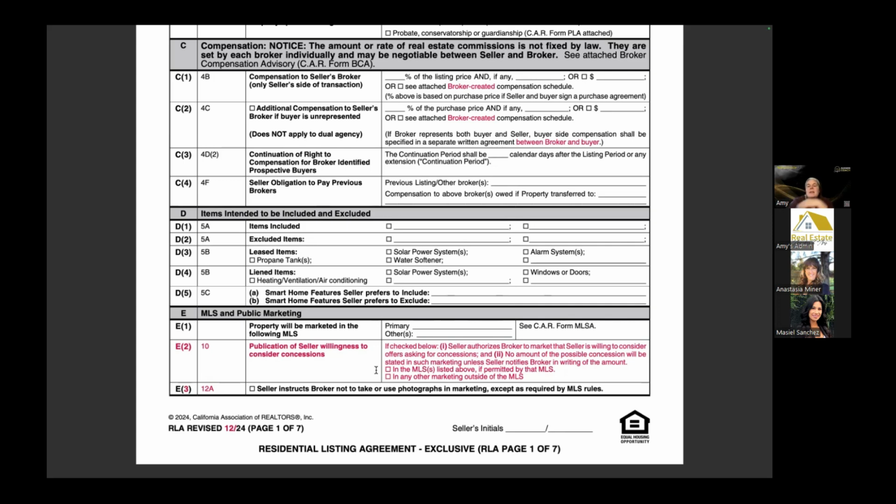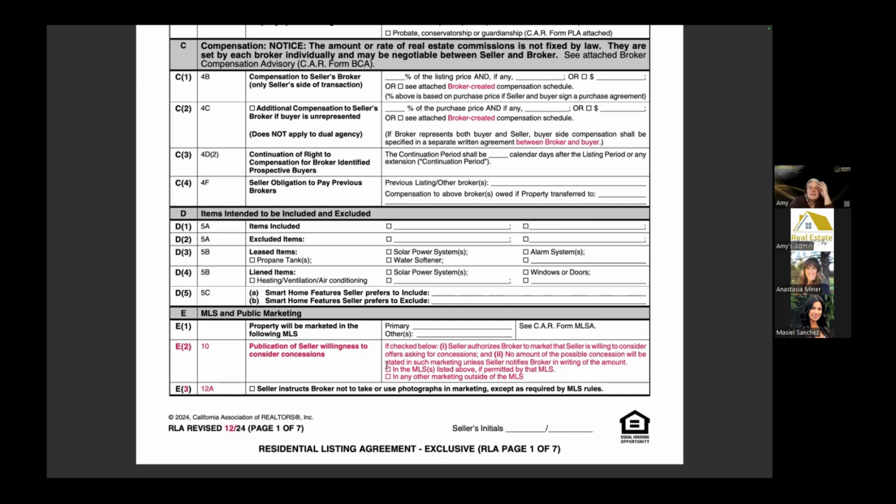So ultimately, what I would do if I was filling out this listing agreement, I'm going to check both of those boxes. Even though we can't put it in the MLS, I'm going to check that box anyways. And I'm also going to check the box in any other marketing outside the MLS. That means that, hey, if somebody calls, or I can put on a flyer, seller willing to pay concessions.